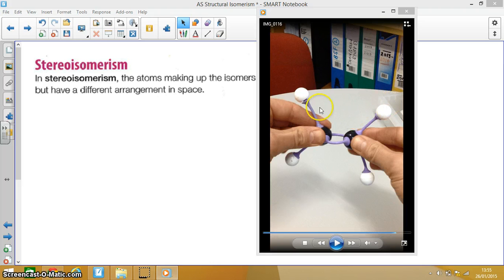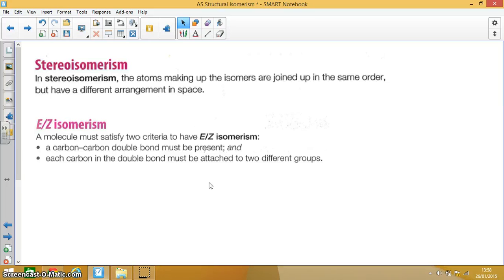And you can see now that it's rotated that we have a shape of a molecule which is effectively like an opened up U, and we have that above the double bond and below the double bond. So the carbon-carbon double bond fixes the shape of the molecule, and this gives rise to what is known as EZ isomerism. And to satisfy this form of isomerism, a molecule must actually have two things which are consistent.